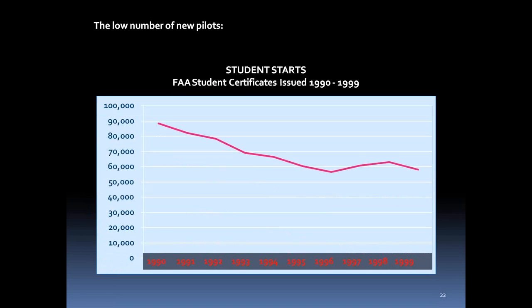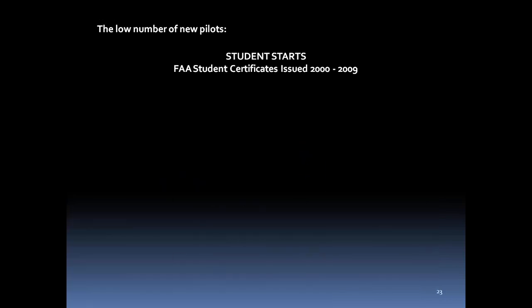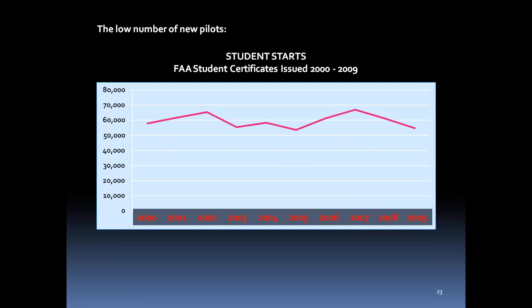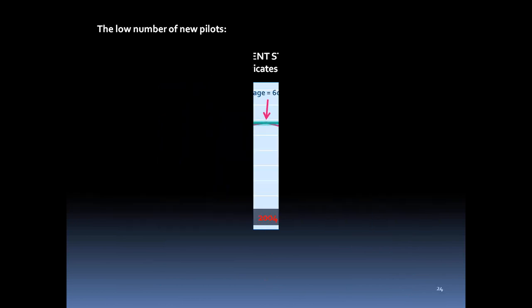In the 90s, we started out with 89,000 in 1990. The low point was 57,000. We ended up in 1999 with less than 58,000 student starts a year. That's an average of 68,000 across the decade. Then from 2000 to 2009, we started out with 58,000. The low point was less than 54,000. The high point was only 67,000, and we ended up in 2009 with less than 55,000. The average across that decade was only about 60,000 student starts a year.